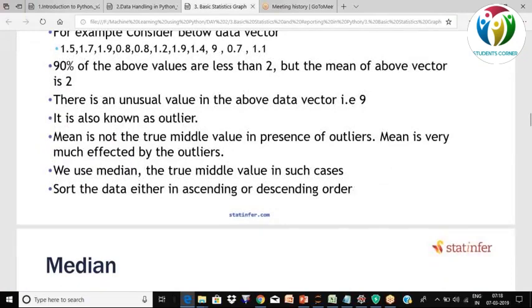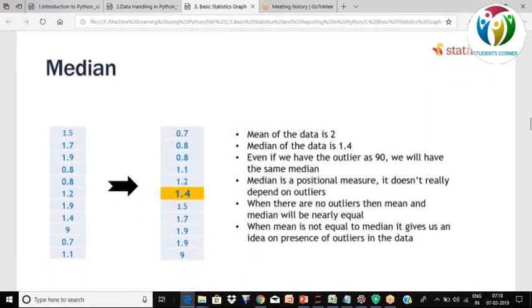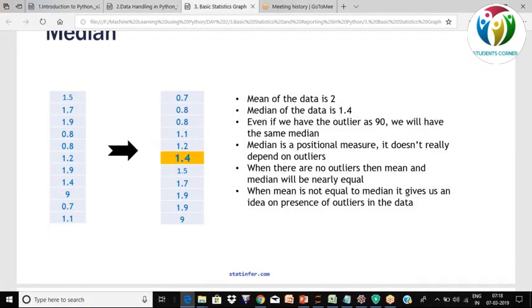Now, how do we do the median? If you see, this is the data. After you sort it, you would see the mean of the data is 2, the median of the data is 4. So median is a positional measure. It doesn't really depend on outliers, because the median takes care of the outliers.